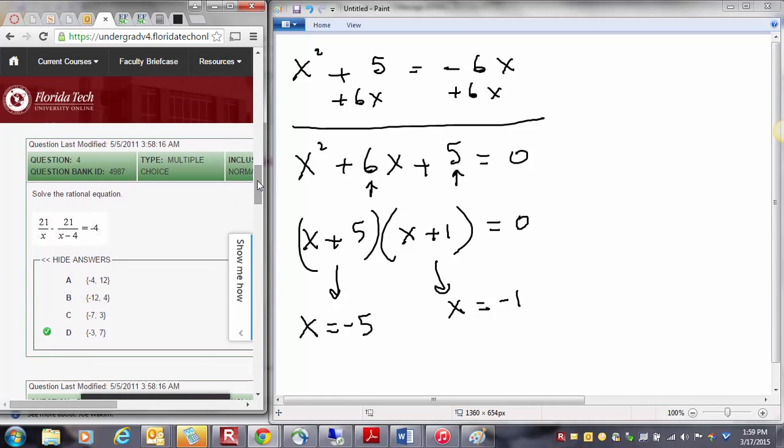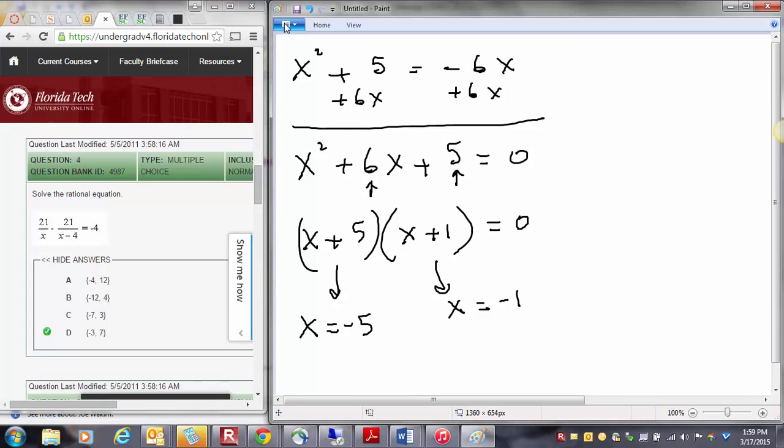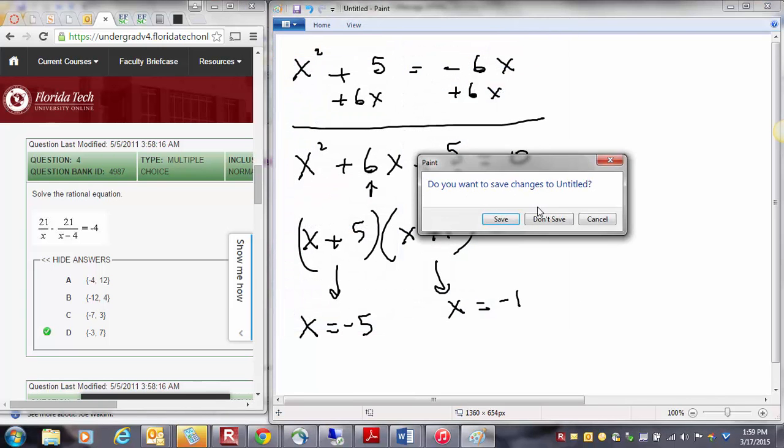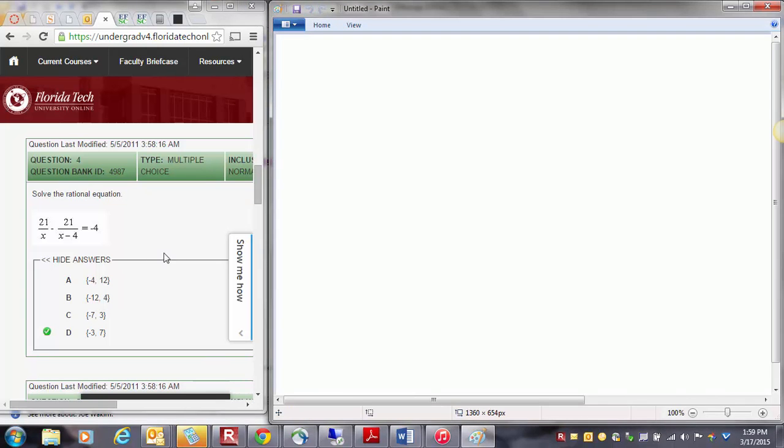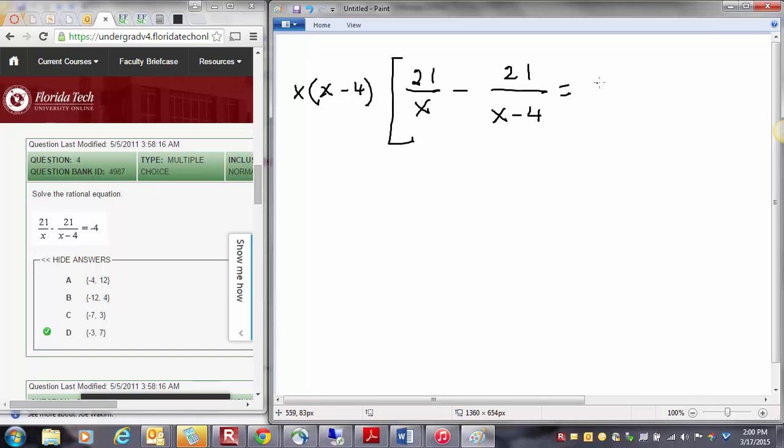Let's try number 4. Again, solve. And we need to find the lowest common denominator to simplify these rational expressions. So notice the x minus 4 and x, there is no common factor, so we take them all. Multiply everything by x times x minus 4. That would be my lowest common denominator. So we're going to multiply everything by 21 over x, minus 21 over x minus 4, and also multiply by negative 4. Okay, let's go ahead and multiply.